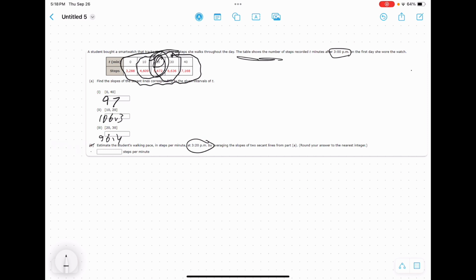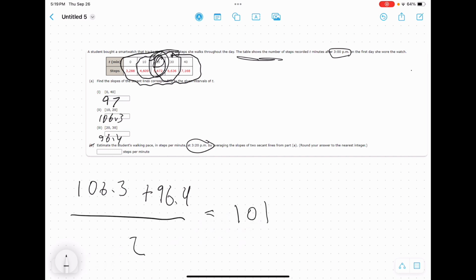So we just take the average. 106.3 plus 96.4 divided by 2, and that gives us 101.35, and then rounded it's 101.